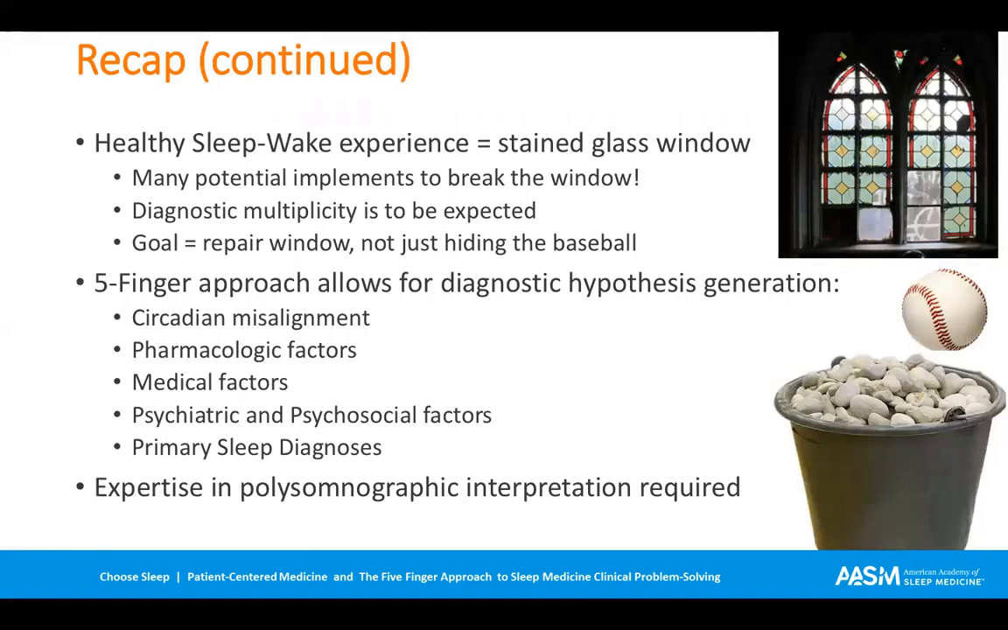We learned to see an intact sleep-wake experience as a beautiful stained glass window, which can be broken in any number of different ways, often with multiple implements. So if obstructive sleep apnea is a baseball, we know that there's a bucket of rocks, plenty of other rocks lying around, which can perfectly be capable of causing damage. We know intuitively that it does not matter to the patient why the window gets broken. All that matters to the patient is whether the window gets repaired.